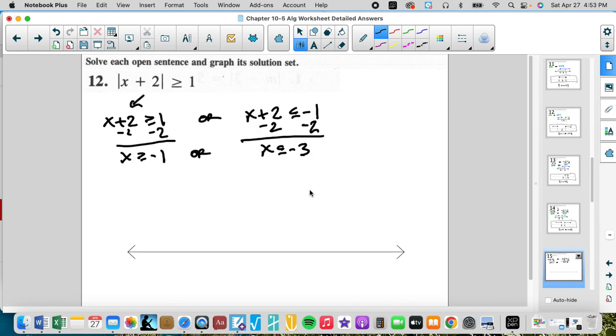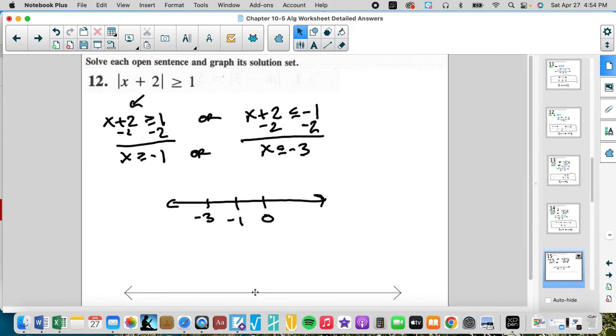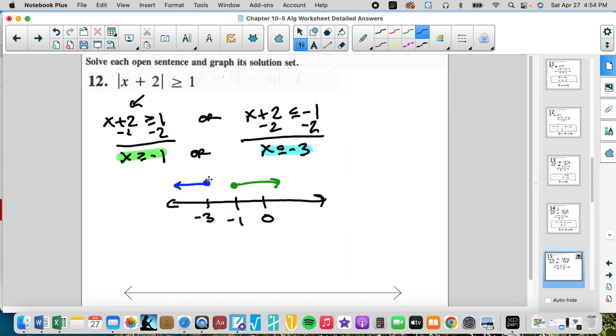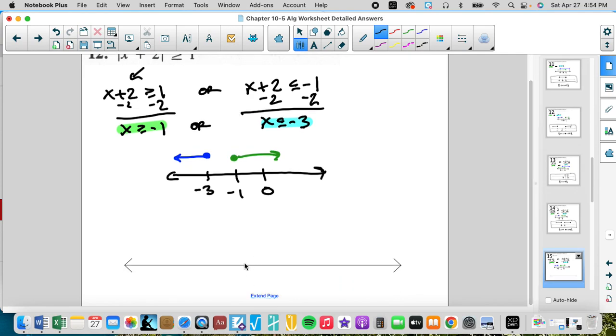Let's do a sketch graph. That would be negative 3, negative 1, 0. This is good for understanding number lines and how numbers are represented. Let's do a less than, green. Let's do blue. So x is greater than or equal to negative 1 looks like this. X is less than or equal to negative 3 looks like that.